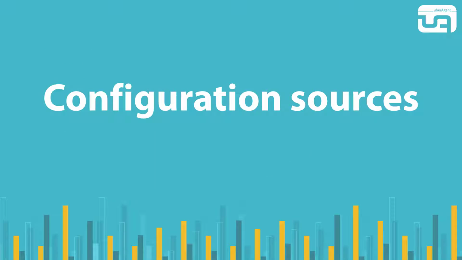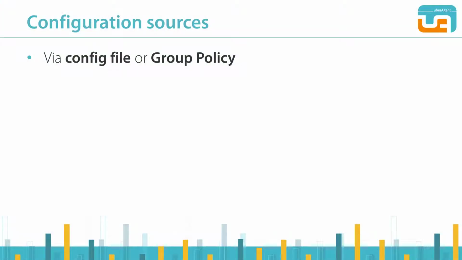Today, we'll talk about how to configure Uber Agent. The first option is the configuration file. It's created during installation and can be found in the installation directory. The second option is Group Policy.